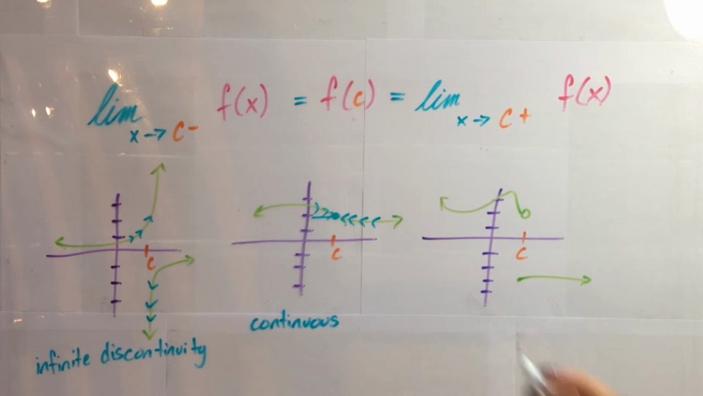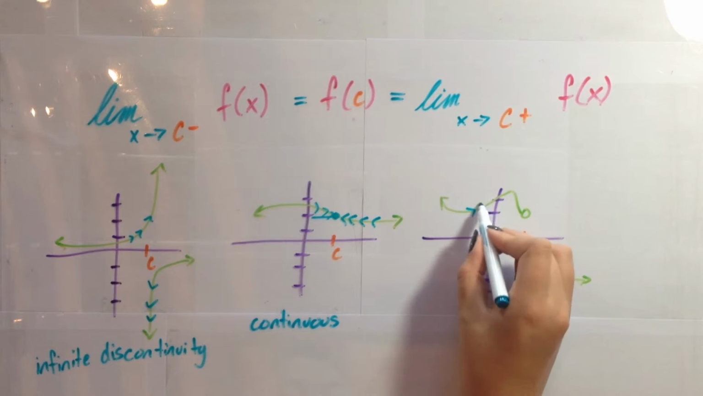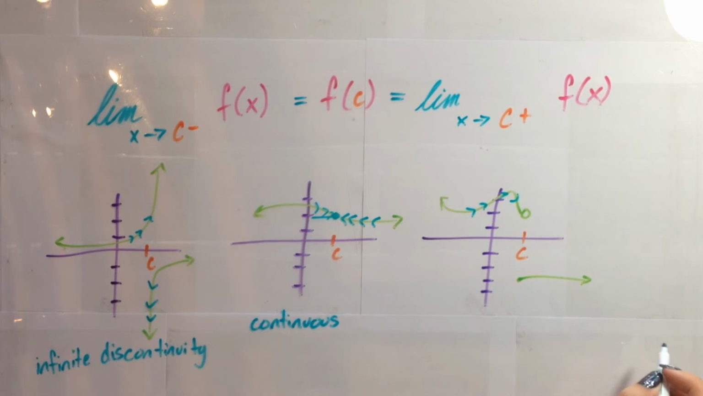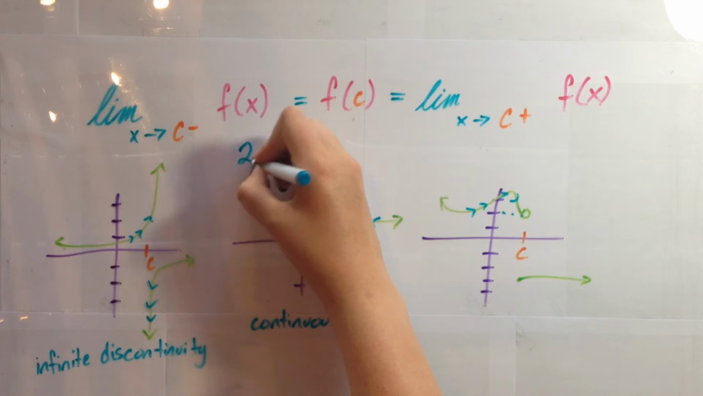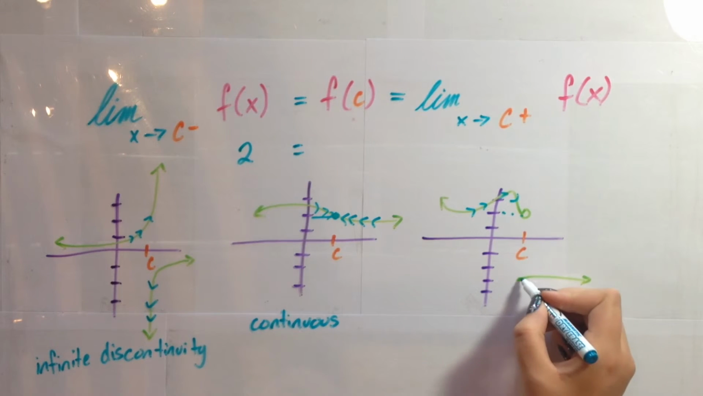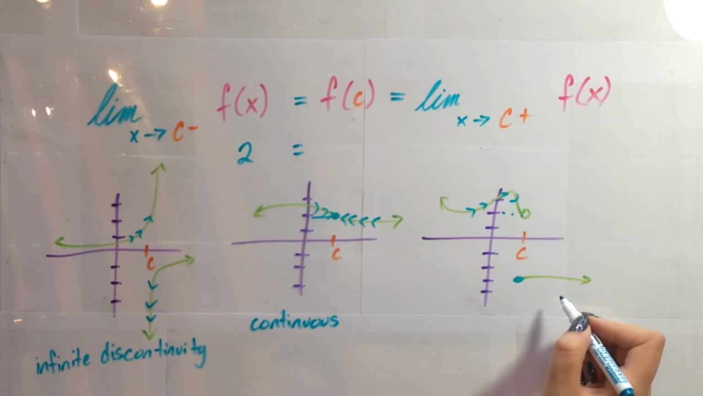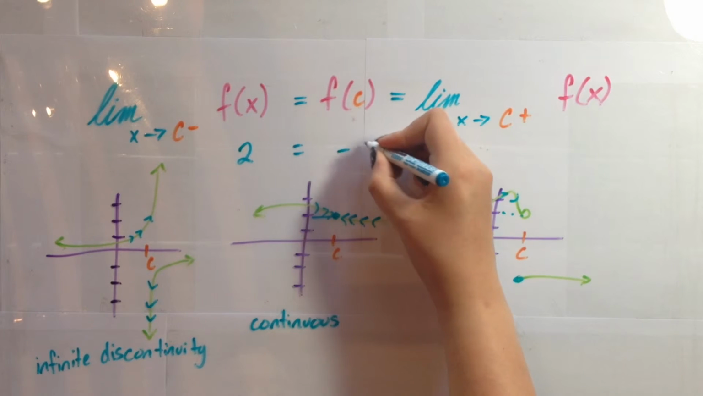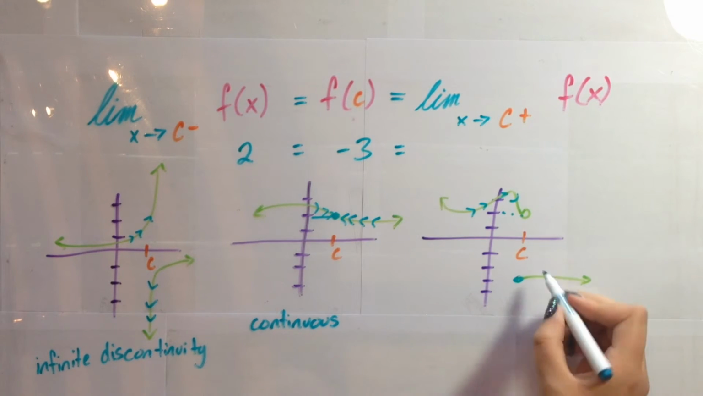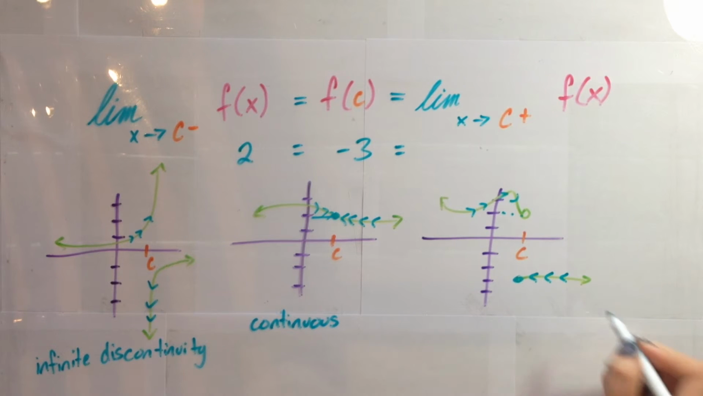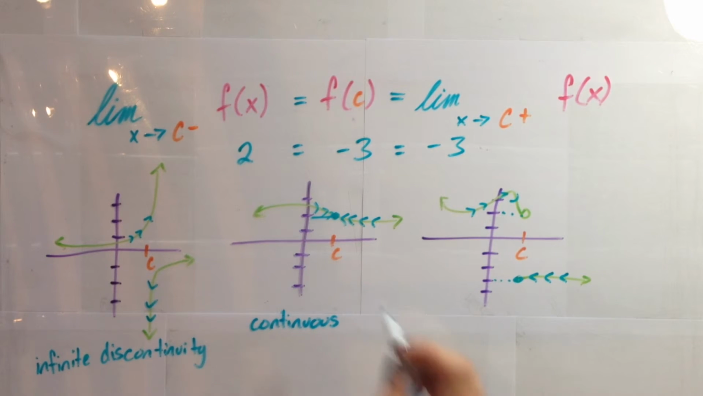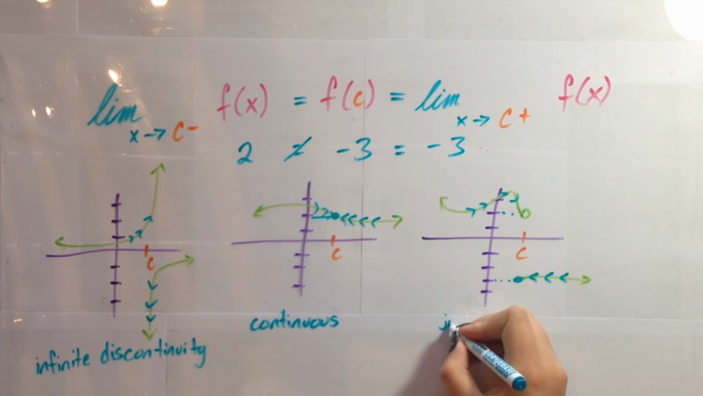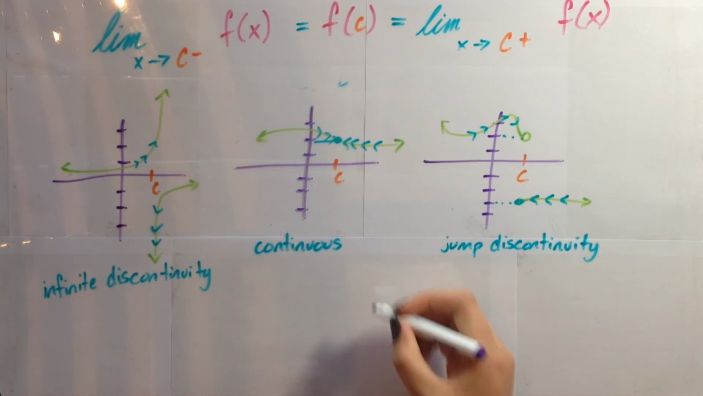In our third example, again we start from the left, going towards c, and we see our value is approximately 2. Now when we're looking for f of c on this, we need to look at the bottom part of the graph, because that's where there is an actual point. When there's an open circle, it means the graph does not actually exist there. So going from the right towards c, once again our value is approximately -3. So two of these values are the same, but 2 is not equal to -3. Therefore this graph is not continuous at c.